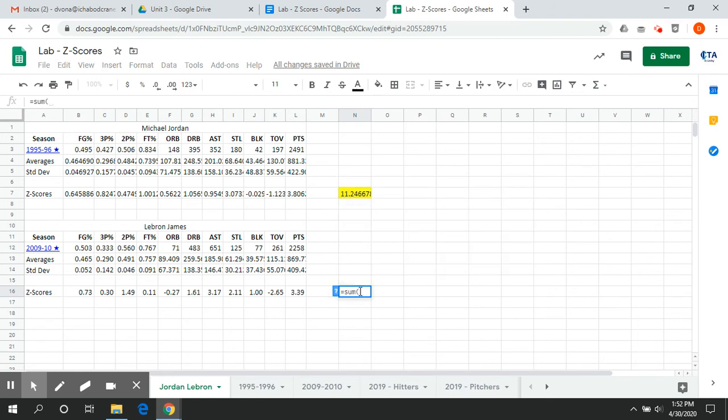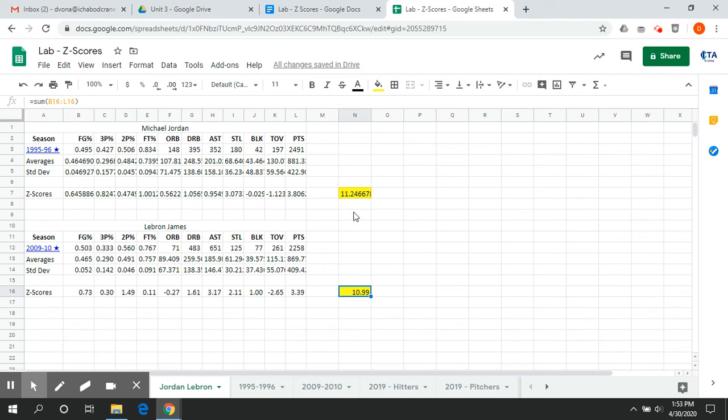So we can take all of these together. We can sum them up. All right. And we can see that they're close. But Jordan's season would come out slightly above LeBron's season. So 11.24 standard deviations to 10.99 standard deviations. So if we're just comparing these two seasons, you would probably say Michael Jordan's season was a little more impressive than LeBron James's season. Super close, but maybe slightly more impressive.